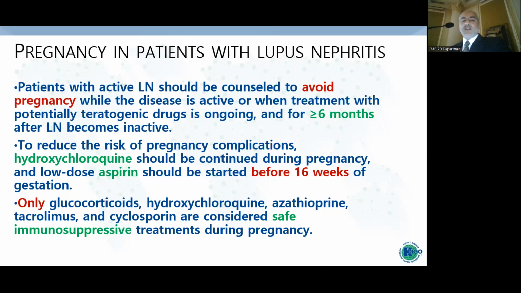To reduce the risk of pregnancy complications, hydroxychloroquine should be introduced as early as possible, in the first trimester of pregnancy, together with low-dose aspirin during the first trimester. The only medications approved for induction of remission or treatment of lupus during pregnancy are glucocorticoids, hydroxychloroquine, azathioprine, tacrolimus, and cyclosporin. These are safe medicines that could be used during pregnancy.